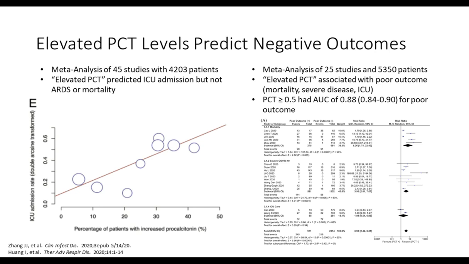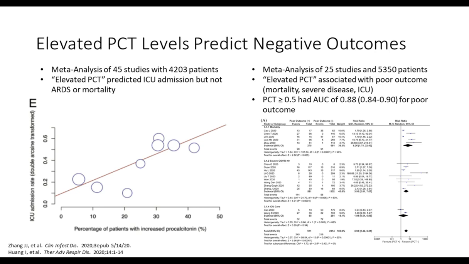There already have been, and I was amazed at the number of meta-analyses already available on different biomarkers in COVID. 45 studies with 4,200 patients and elevated, whatever that means, procalcitonin in this study predicted ICU admission, but not ARDS or mortality. In this study, a different meta-analysis, it was associated with a combined poor outcome of mortality, severe disease, and ICU, and particularly a procal greater than 0.5.